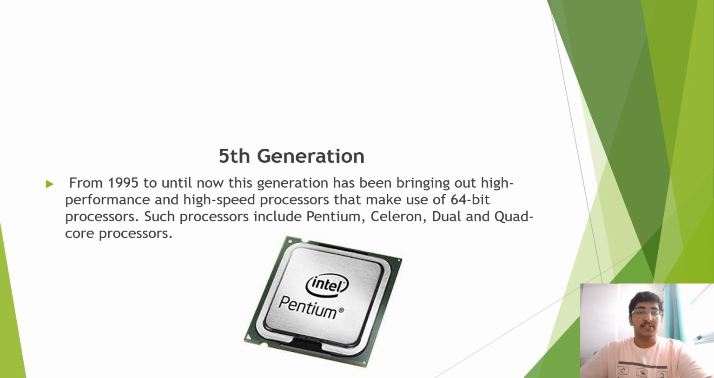Now, the fifth generation of microprocessors, which ranges from 1995 to the current year, has been bringing out high performance and high speed processors that make use of 64-bit processors. Such processors include Pentium, Celeron, dual and quad-core processors. So this is basically the generations of processors. Moving on to the next topic.